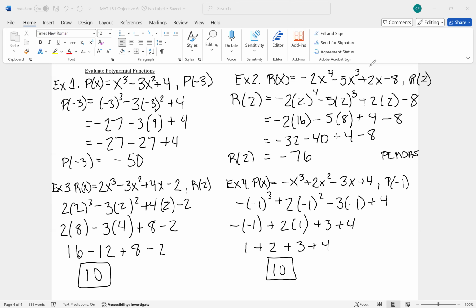All right, so that is how you finish those last 2 examples and how you evaluate polynomial functions. And that completes objective 6 for Math 131.